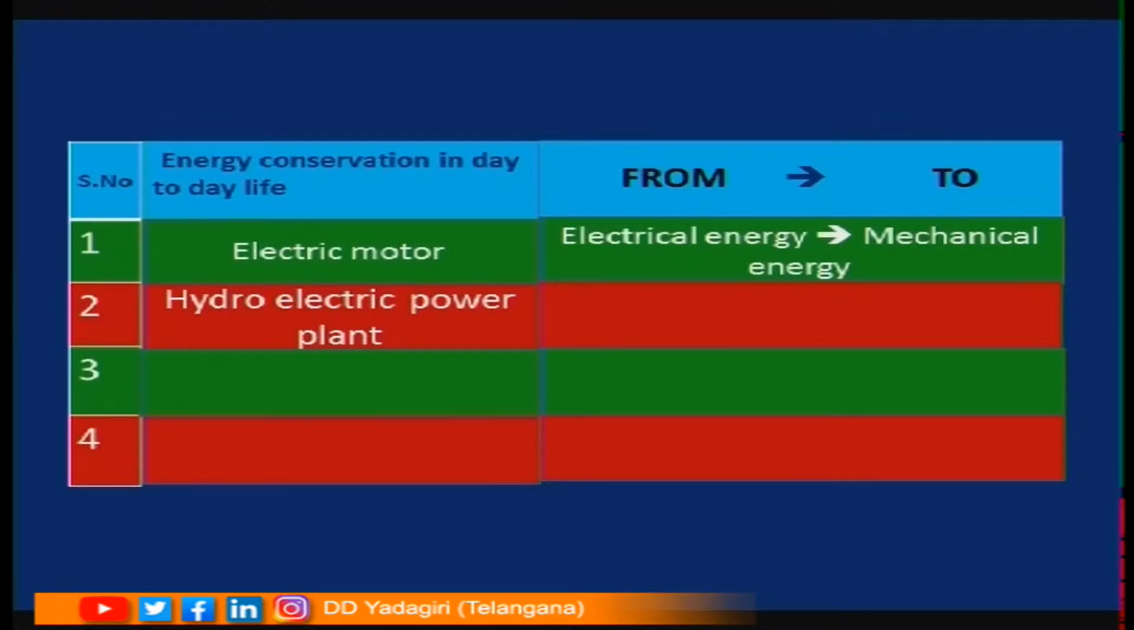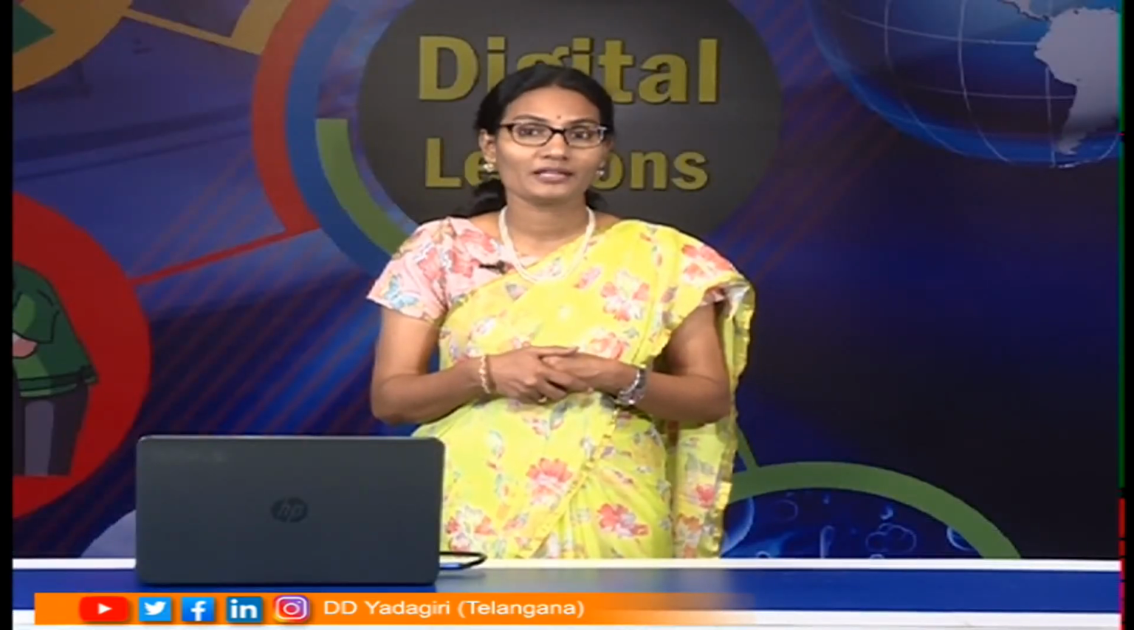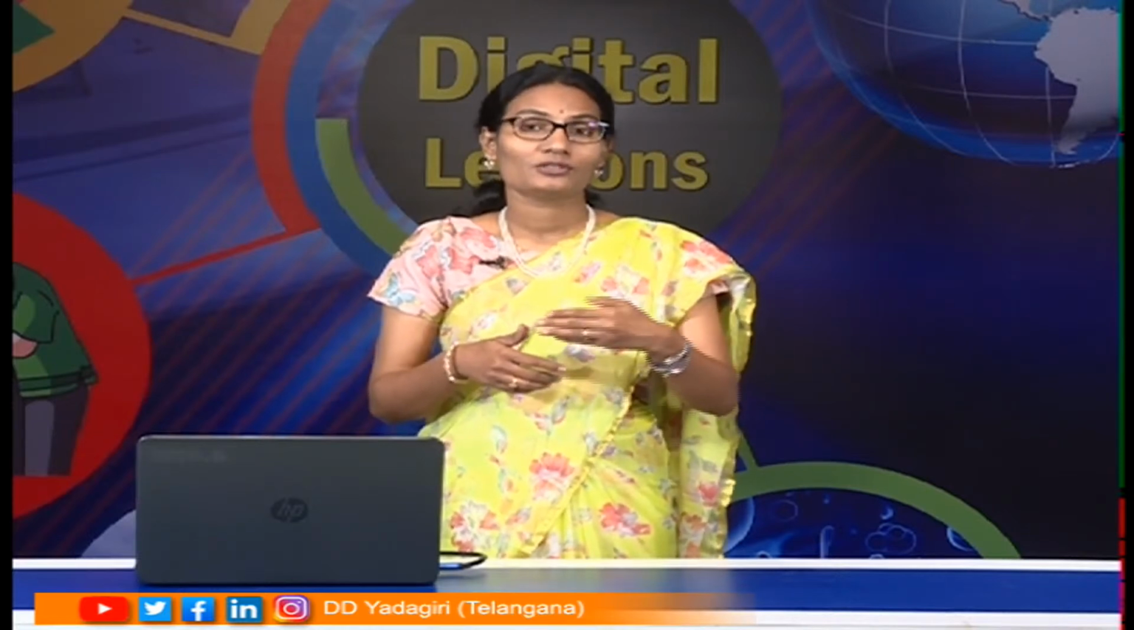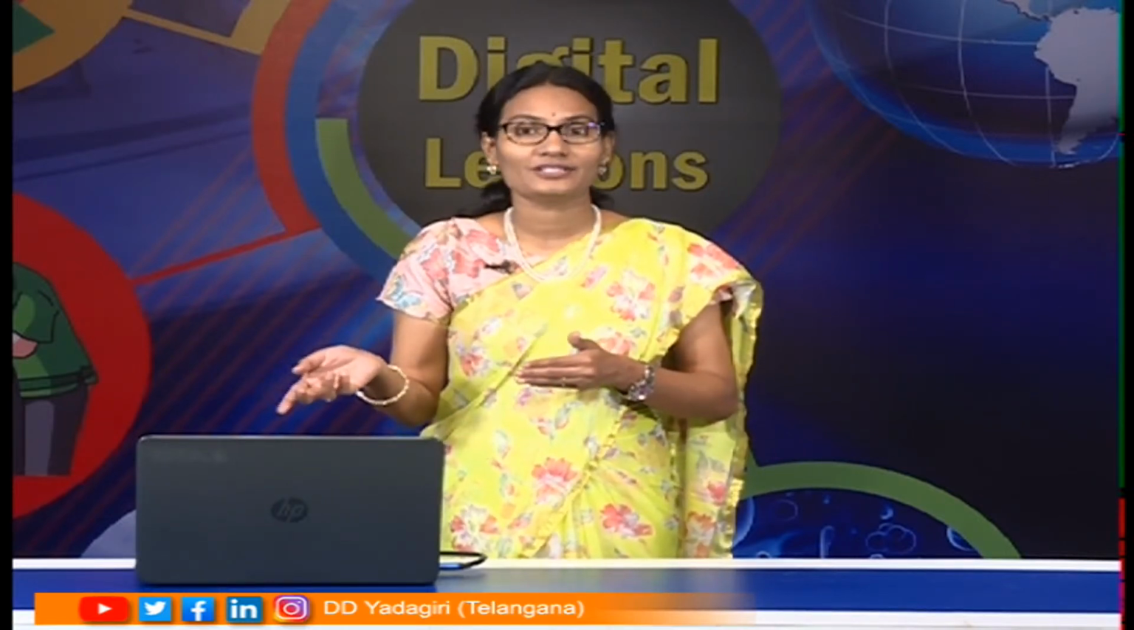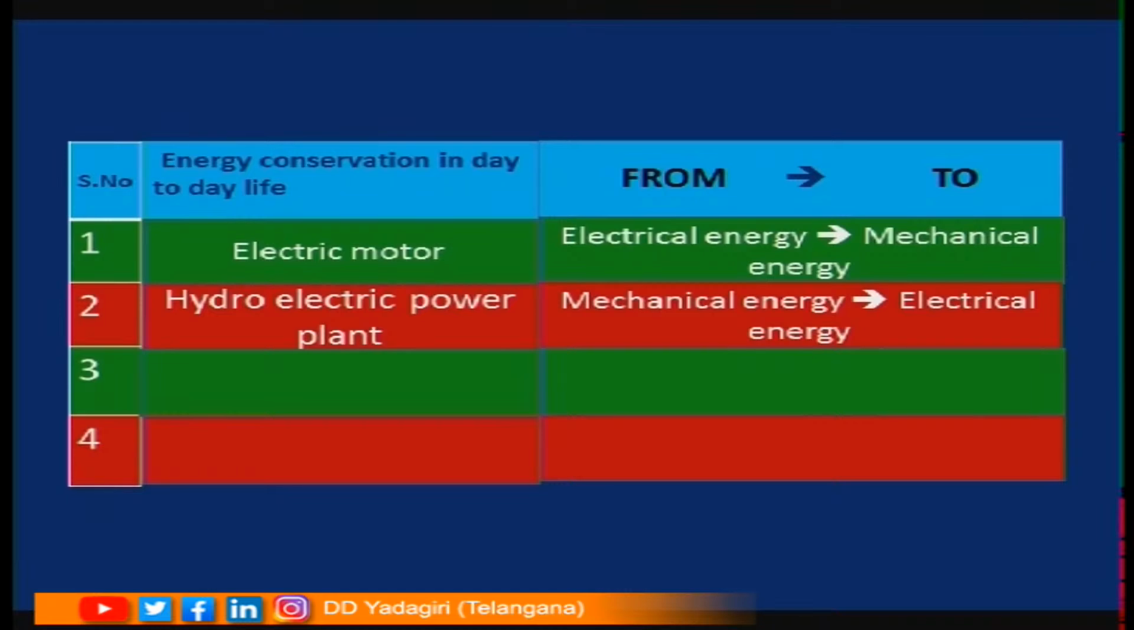Hydroelectric power plant. What is a hydroelectric power plant? Whenever the water flows, it rotates the turbines. If you connect it to a generator, then electricity is generated, which means hydro power is converting into electrical energy, that is mechanical energy is converting into electrical energy.